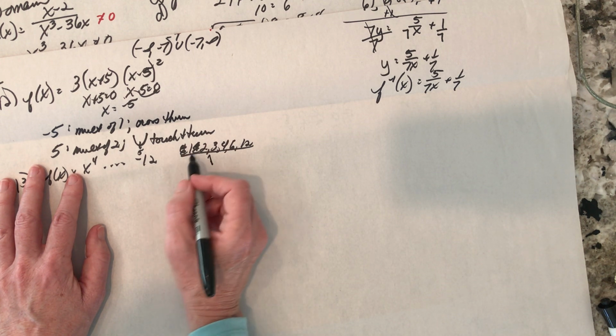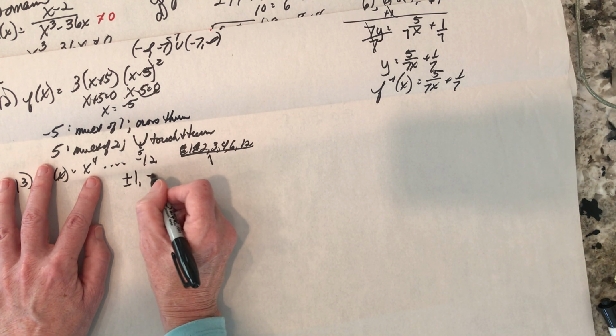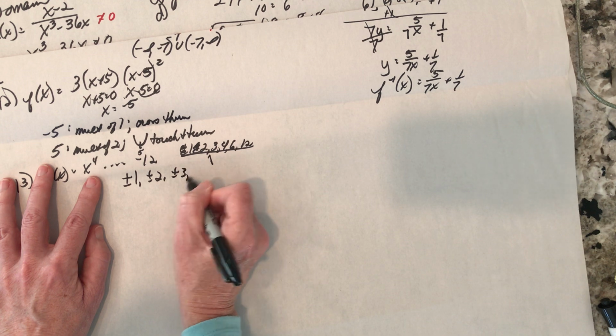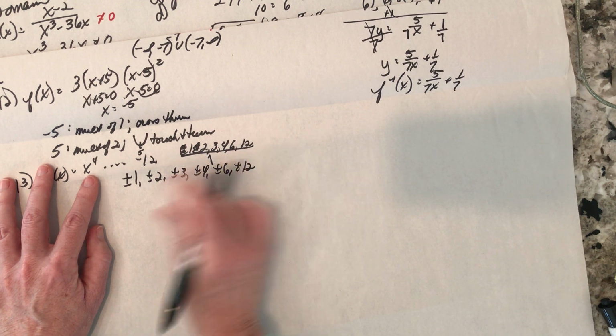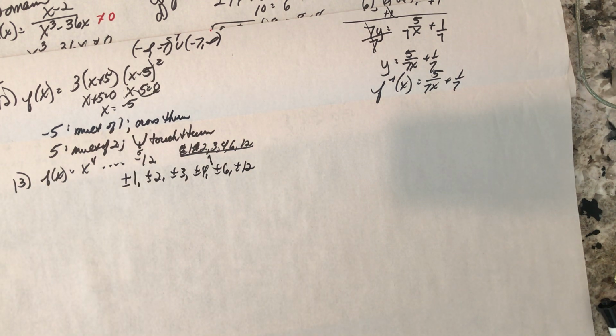So we end up with plus or minus on all of these numbers, 2, plus or minus 3. These are all the rational zeros that are possibilities. They won't all go in, but some of them will. Those are the ones to choose from.